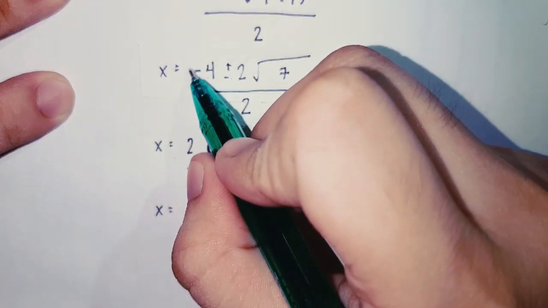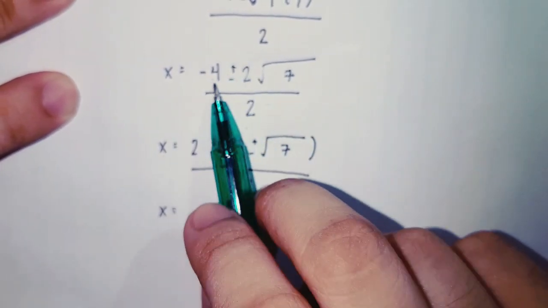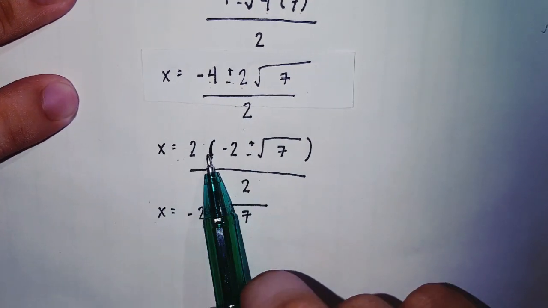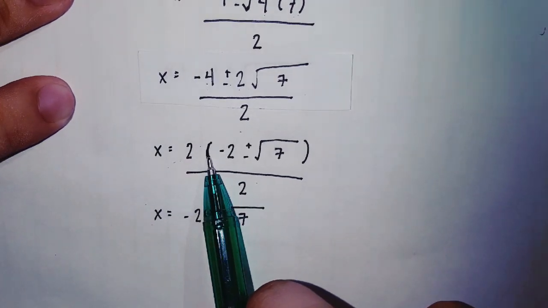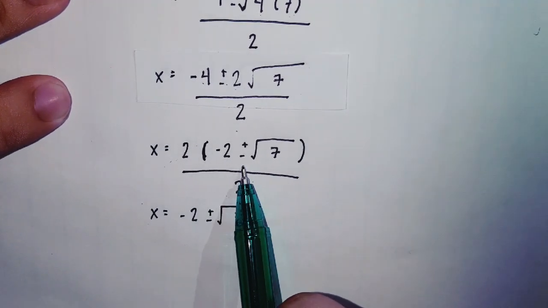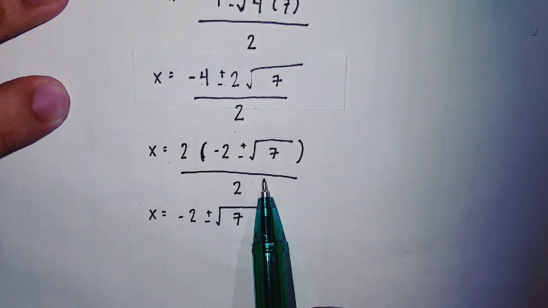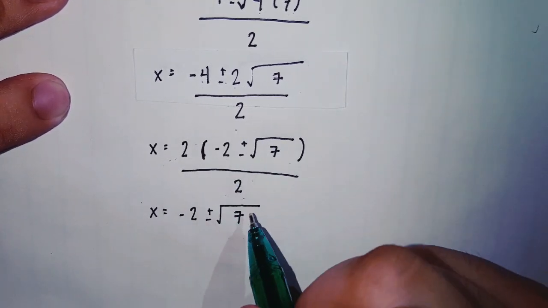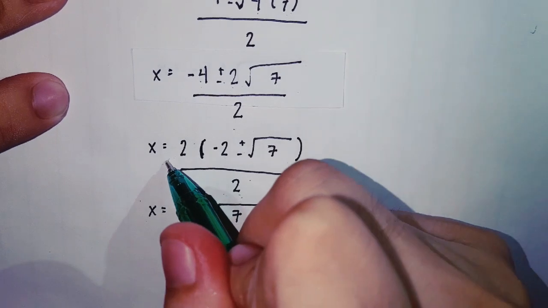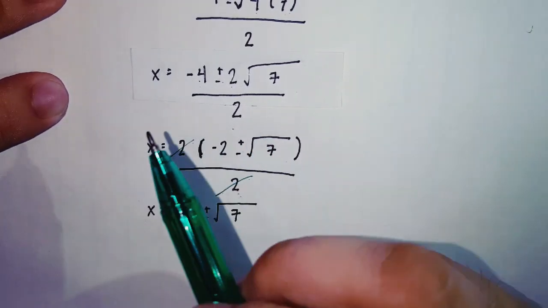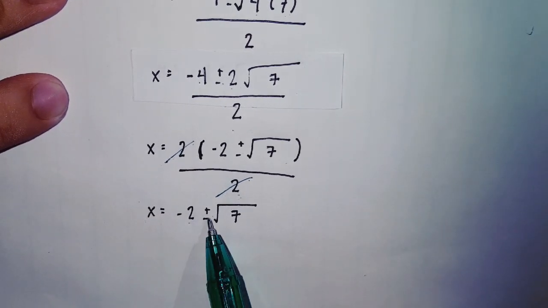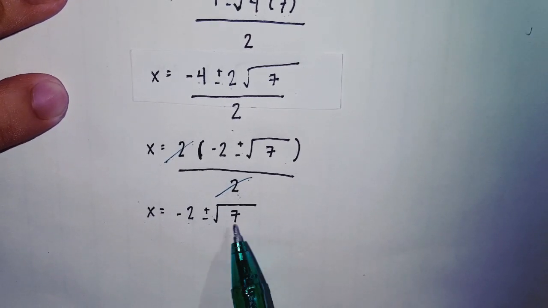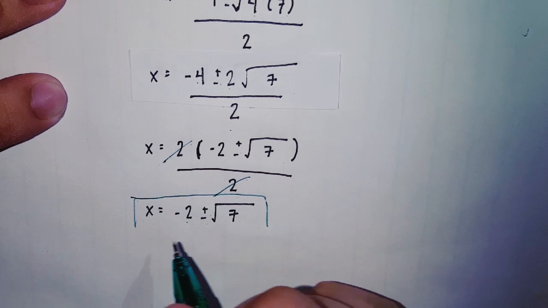We can factor the numerator by 2 because 4 and 2 are divisible by 2. So we're going to have x equals 2 times negative 2, plus or minus square root of 7, over 2. Now we can get the 2 off the bottom by cancelling 2. And now we're going to have x equals negative 2 plus or minus square root of 7. And now we have our x.